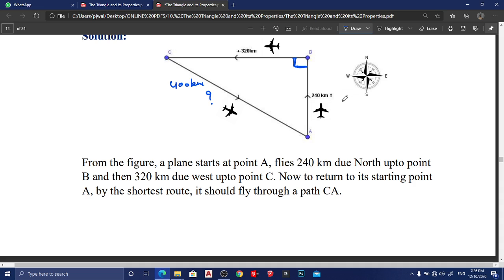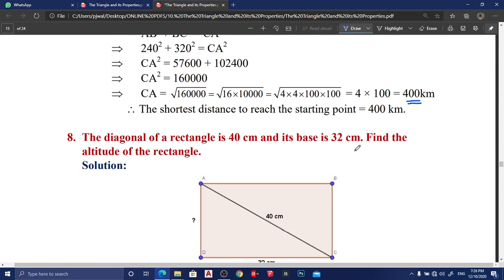Why are we calling it the shortest distance? By adding these two, how much are you getting? This is 320 and this is 240, meaning 560 kilometers if you travel in this path. But it is 400 kilometers only, meaning it is the shortest distance between the starting and ending point. So by using the Pythagorean theorem, we can find out the shortest distance like this. Okay, so this is a real life example.